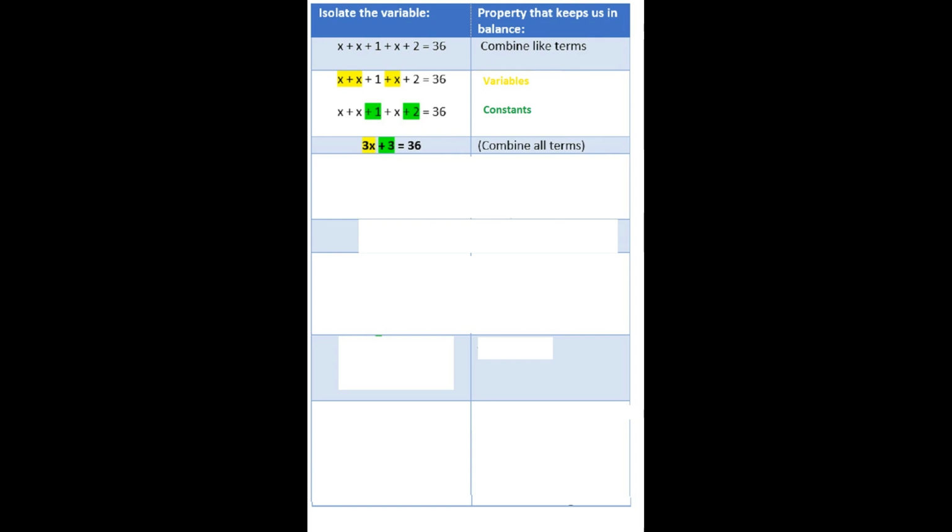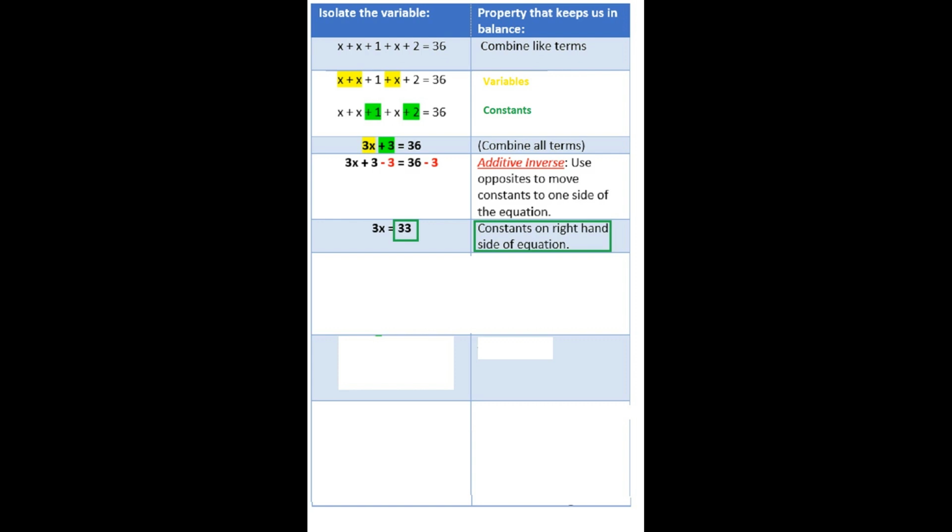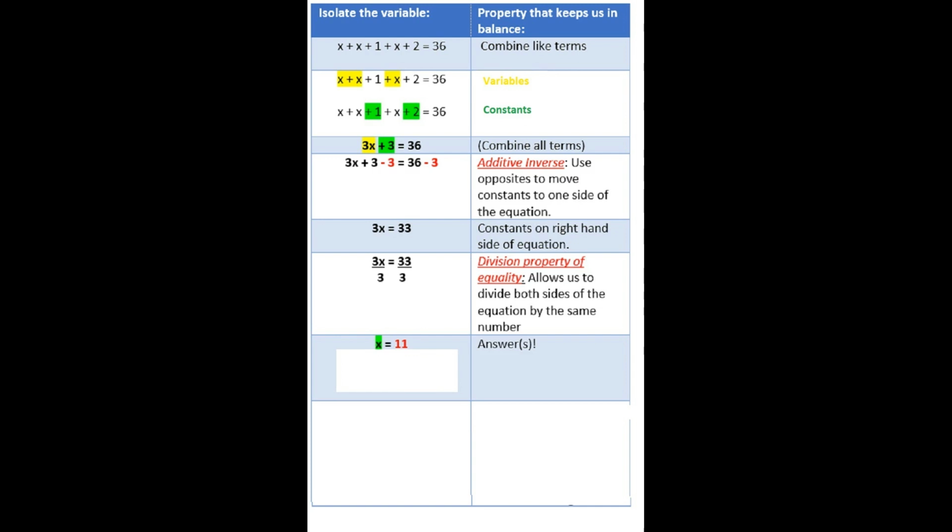All right, so we've combined our terms. Now we're going to subtract 3 from both sides. And because we've gone over the properties, I can call it what it is. This is additive inverse. And we use our opposites to move our constants around. Now, 3x equals 33. Divide both sides by 3. We have x equals 11, but there's more to it than that.